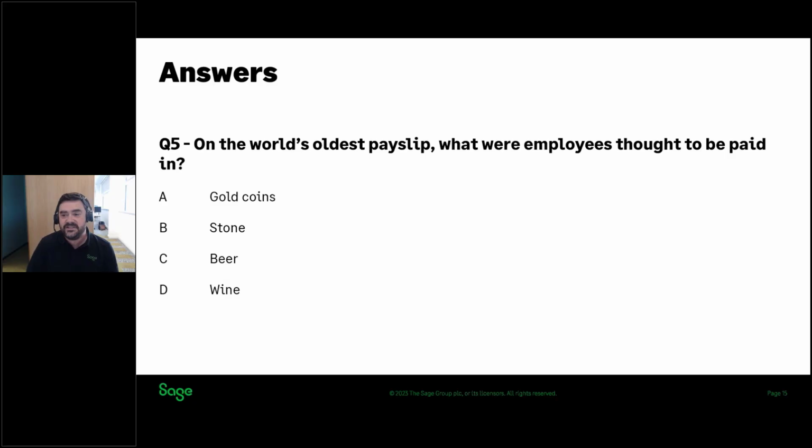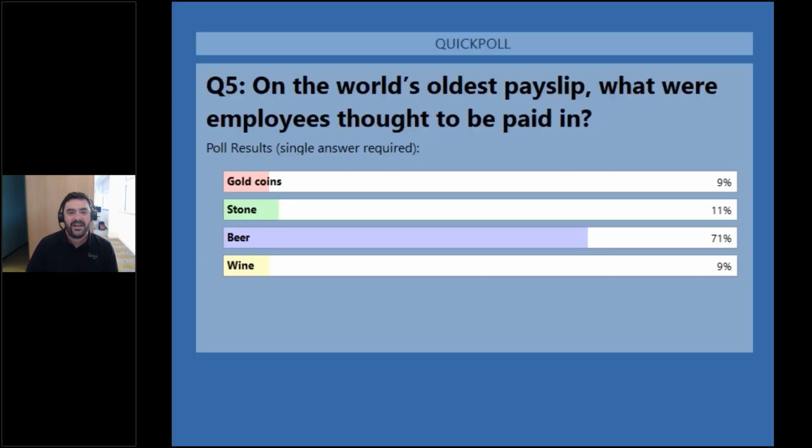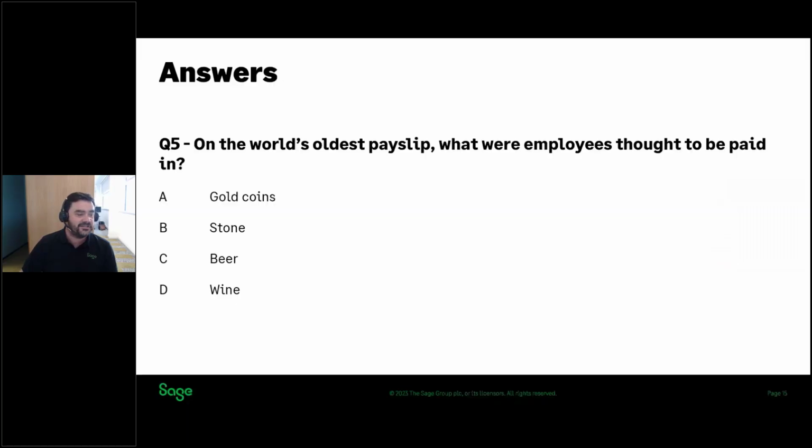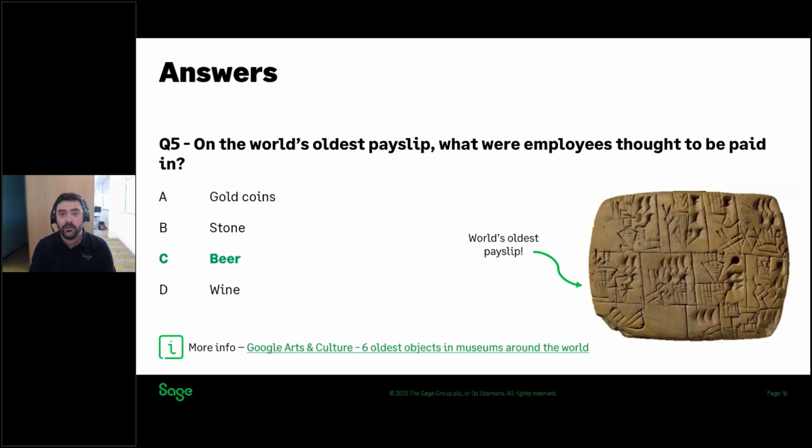And the last question in this round on the world's oldest payslip, what were employees thought to be paid in? And we have 71% of you saying beer, which was the correct answer. So sounds good to me. That's a picture of the world's oldest payslip. It's exhibited in the British Museum, and it was thought that those employees were paid in beer. And apparently on that image, there are 3 little pictograms that represent the beer that they are being paid. So that was round 1, understanding your payslip.